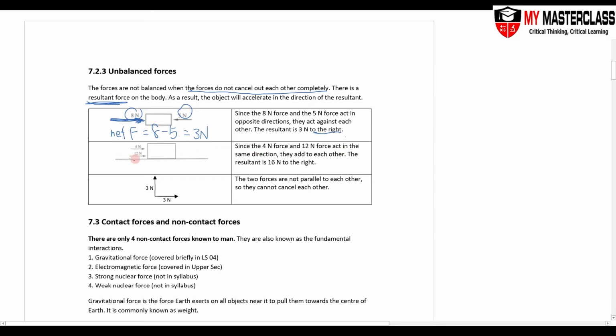If both are in the same direction, they will add up. So here my net force is 12 plus 4, 16 newtons. And since both are to the right, obviously the resultant will be to the right as well. If the forces are not parallel to each other, they cannot cancel each other. If they cannot cancel each other, the resultant will be calculated by another method. We will touch on the scale drawing method in another video.